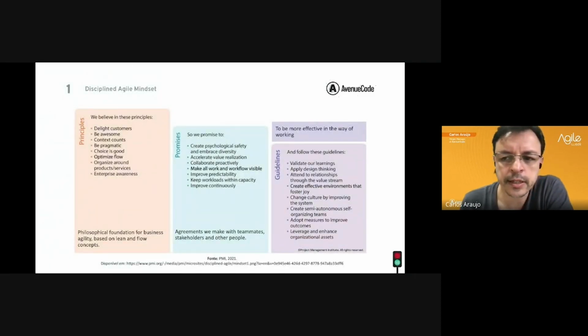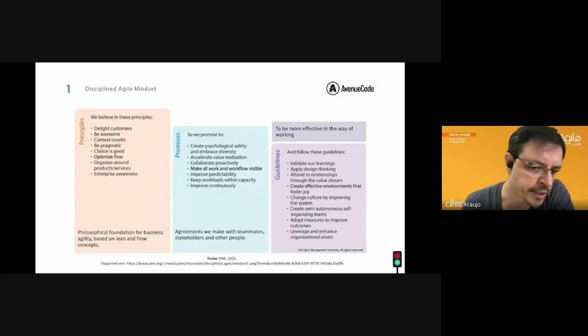Agile is divided here in three parts, which we call the principles. We read Agile DA like this: we believe in these principles. For example, we believe in these principles: delight customers. So we promise to create psychological safety and embrace diversity, make all work and workflow visible, and follow these guidelines: validate our learnings, apply design thinking, change culture by improving the systems.